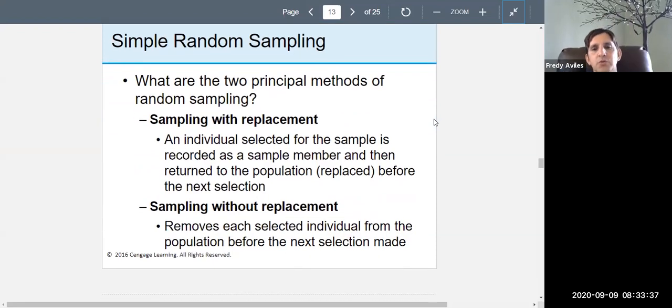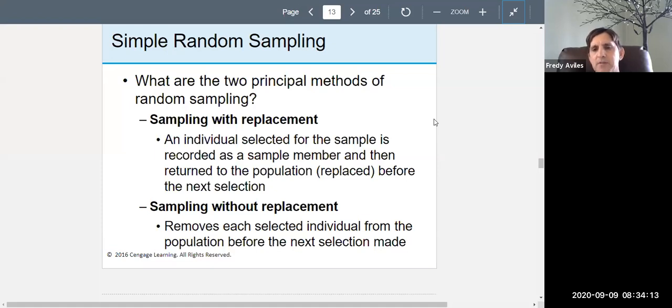Now, there's two things you can do with simple random sampling. So two principal methods: you can do sampling with replacement and sampling without replacement. And this is easy. Sampling with replacement just means that when you take an individual from the sample and then collect data from that individual, that person is recorded as a sample member. You then return that person to the population. So if you have 1 million people in the population and one person is selected, that person's in the sample.